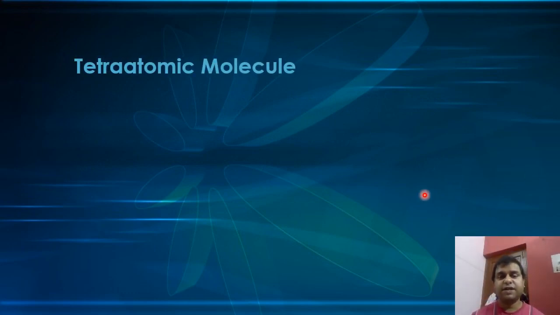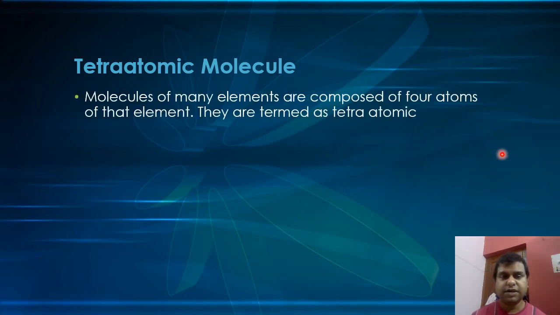Then you have a tetraatomic molecule. What is a tetraatomic molecule? Tetra means 4. We have a tetra pack; the reason it's called a tetra pack is because it's a 4-sided pack. Similarly, a tetraatomic molecule means a 4 atom molecule, composed of 4 atoms of that element.